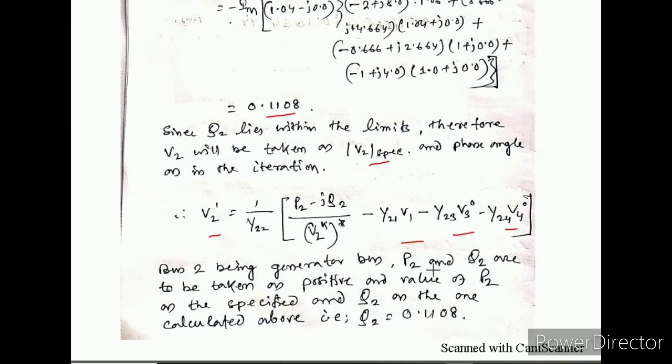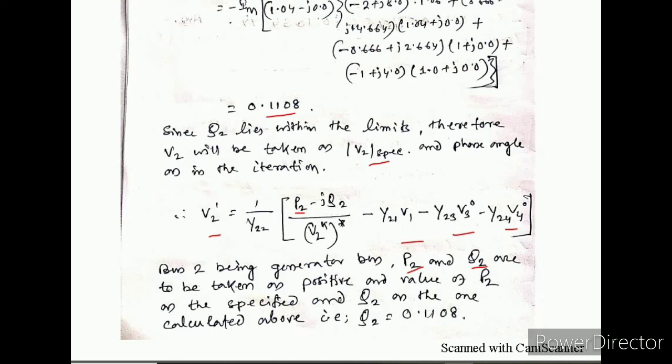Now since bus 2 is a generator bus, p2 and q2 are to be taken as positive values, because this generator is feeding or supplying the power. Now if we put the positive values of p2 and q2, the p2 value was given as 0.5, so we will put 0.5 instead of p2, and instead of q2 whatever q2 we found here, that is 0.1108, we have to put here.